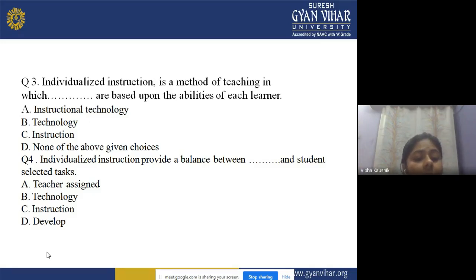Now the fourth one: individualized instruction provides a balance between dash and student selected task. Balance between what? A, teacher assigned, the assignments given by the teacher. Technology, what technology has been used by the teacher. Instructions, what instructions will be given by the teacher. The correct answer is teacher assigned, meaning individualized instruction provides a balance between teacher assigned and student selected task: the teacher gives assignments and the student has the opportunity to select a task from them.